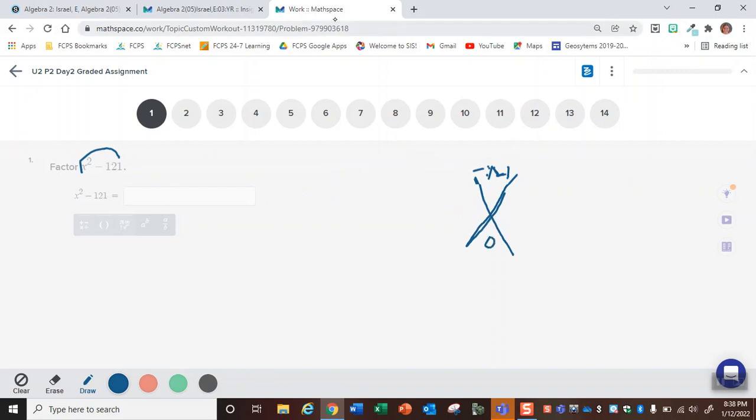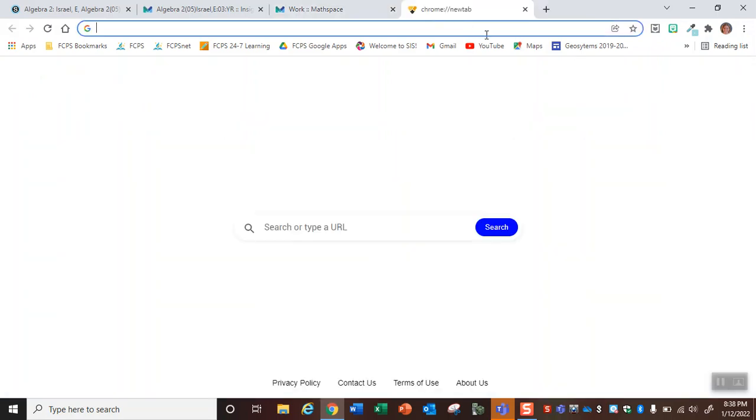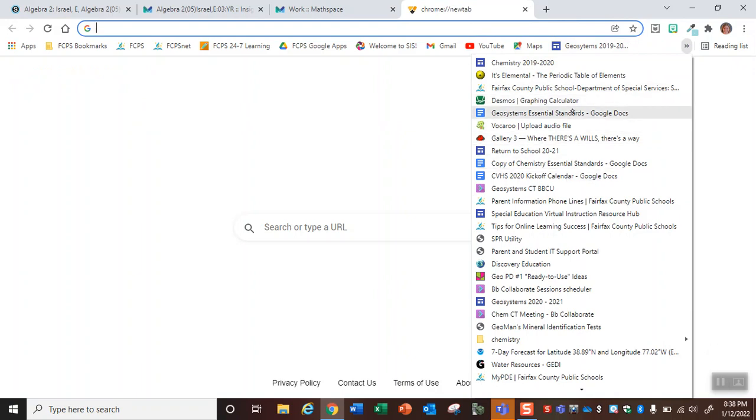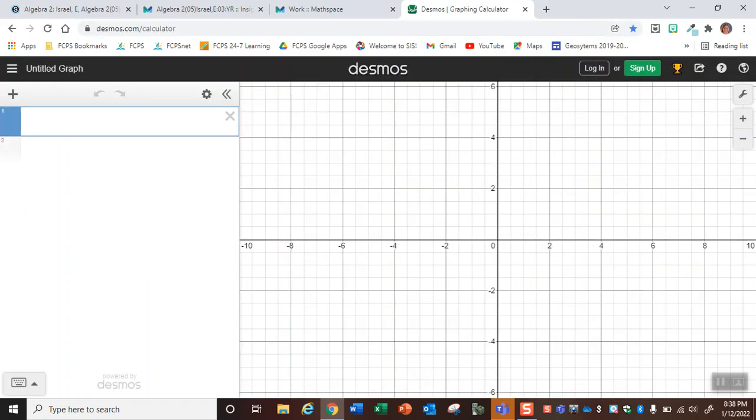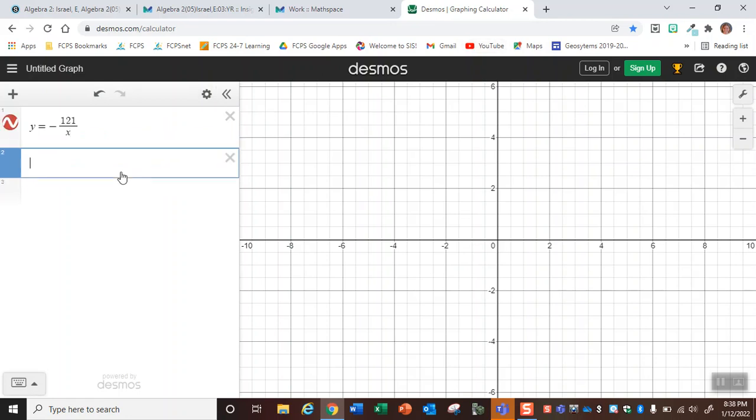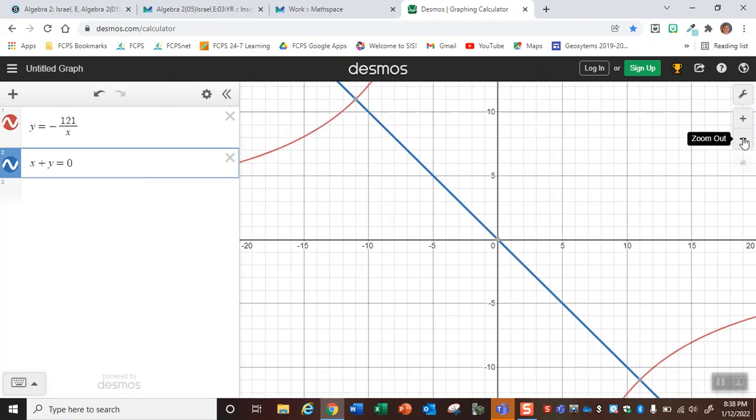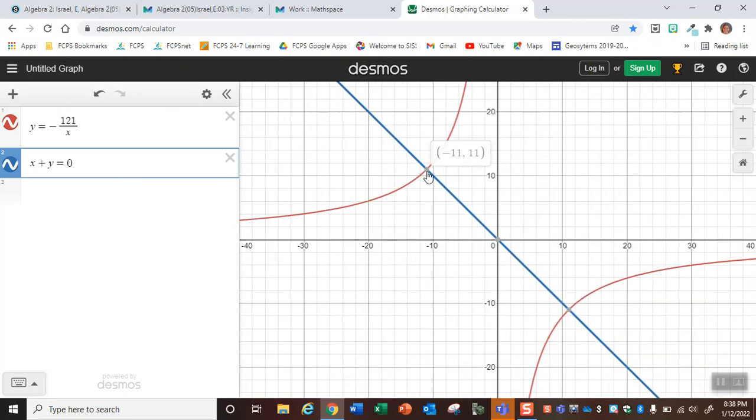So then I'm going to go ahead and use Desmos, and I'm going to do Y equals negative 121 divided by X to get my factors. And then I'm going to do X plus Y equals 0. All right, and I'm going to zoom out here. So my magic numbers are negative 11 and positive 11.